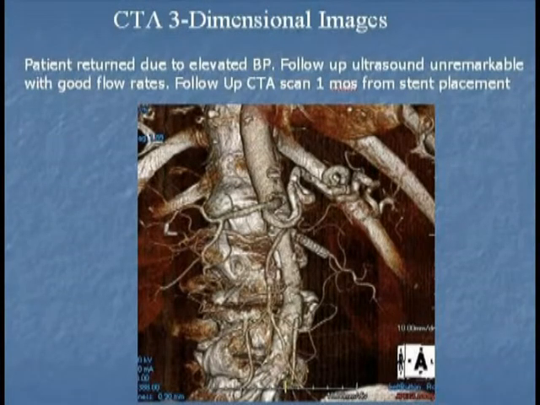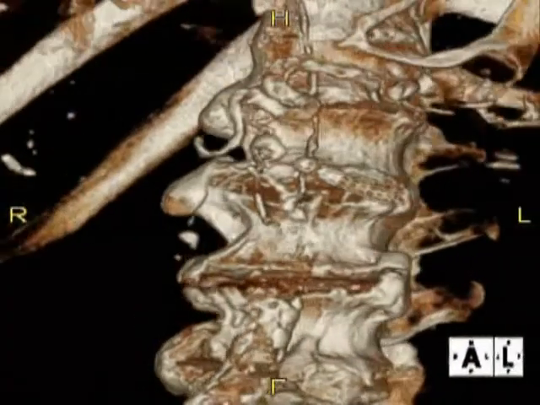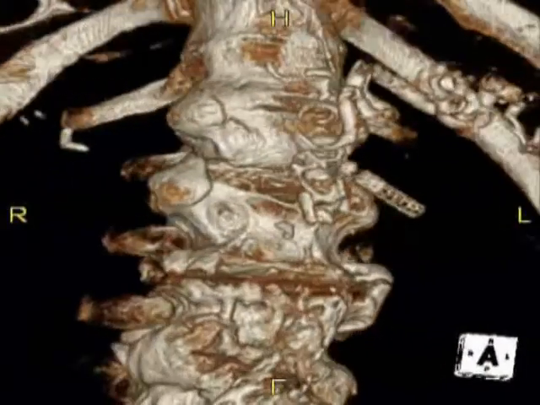The patient did come back in clinic approximately 1 month afterwards, again with the episodes of hypertension, unexplained, really bothering the daughter. And so we ordered a follow-up CTA scan. And you can see this is the follow-up CTA after we put that additional stent.